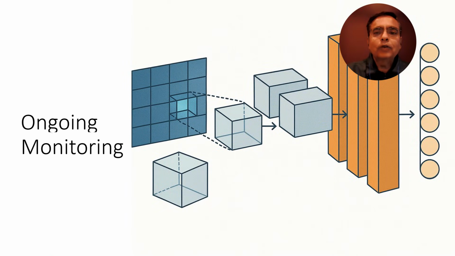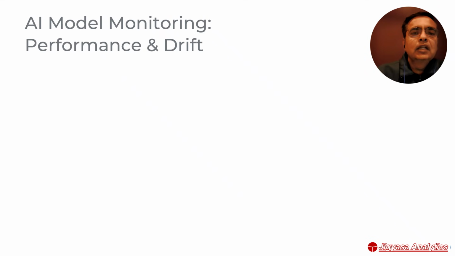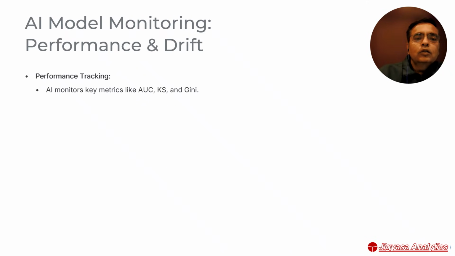Let us now talk about how AI can help with ongoing monitoring. Let me now talk to you a little bit about what you need to do to check the performance of a model once it has been implemented. So one of the things you do is performance tracking. When you have developed the model, you have looked at metrics like AUC, KS, Gini, and you continue to keep looking at them periodically.